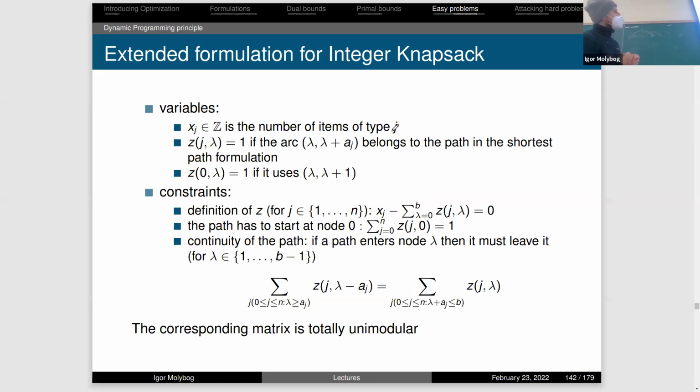From this reformulation as a shortest path, there is an extended reformulation that can arise. If we denote variables xj as the number of items of type j that we are putting in the backpack, and zj lambda is equal to one if the arc lambda plus aj belongs to the path in the shortest path formulation, and z zero lambda is equal to one if we have decided to use this kind of arcs that are not valueless, then the constraints.